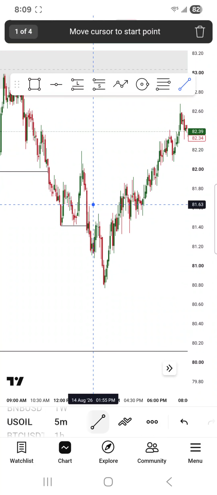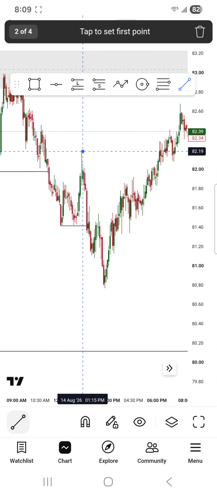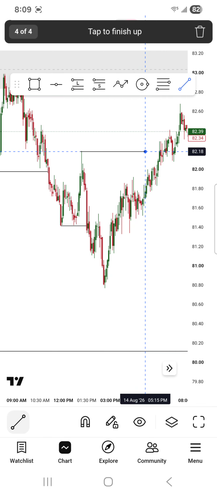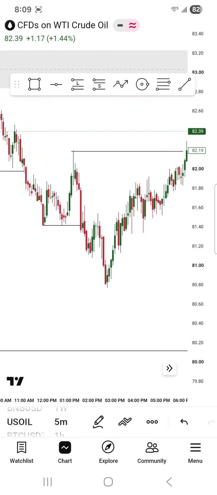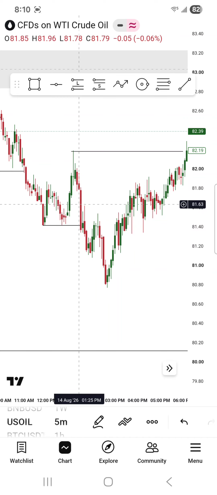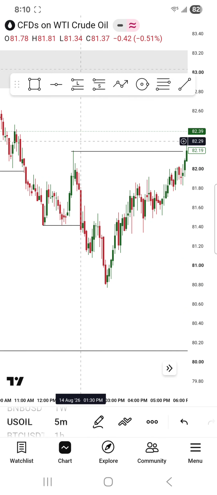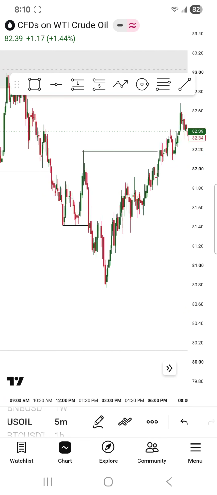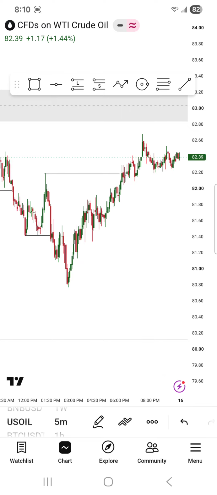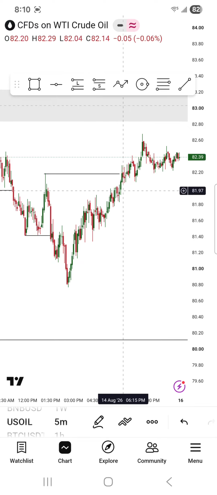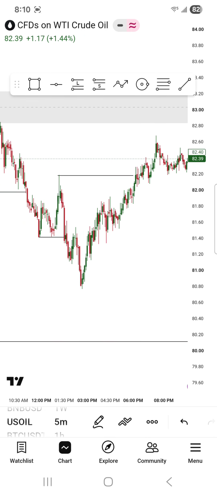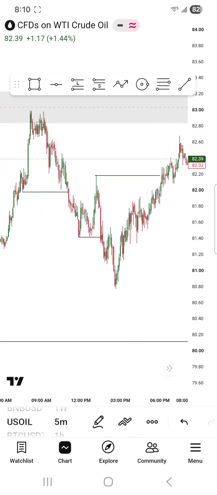So this becomes an inducement, an inducement that needs to be taken out. You can see it has a clean fair value gap and an order block. So a lot of people will enter off this order block and place their stop loss just below the order block or below the swing low. Then you see price gradually came in and swept all of those guys. So now price has swept them.